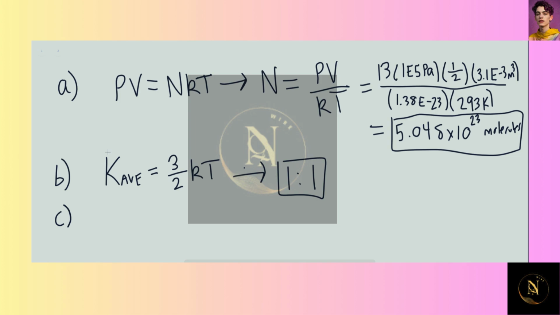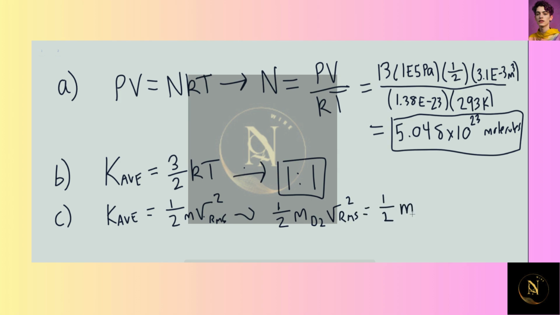The average kinetic energy of molecules is also given by 1/2 mv squared, where v, the velocity, is the RMS speed. So if we have a 1-to-1 ratio, it must be the case that 1/2 the mass of the O2 times its RMS speed squared is equal to 1/2 the mass of the helium, He, times its RMS speed squared.